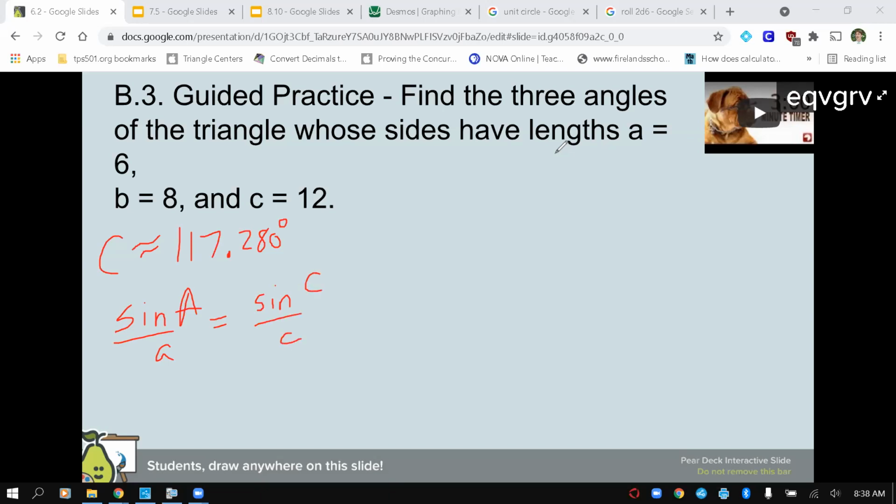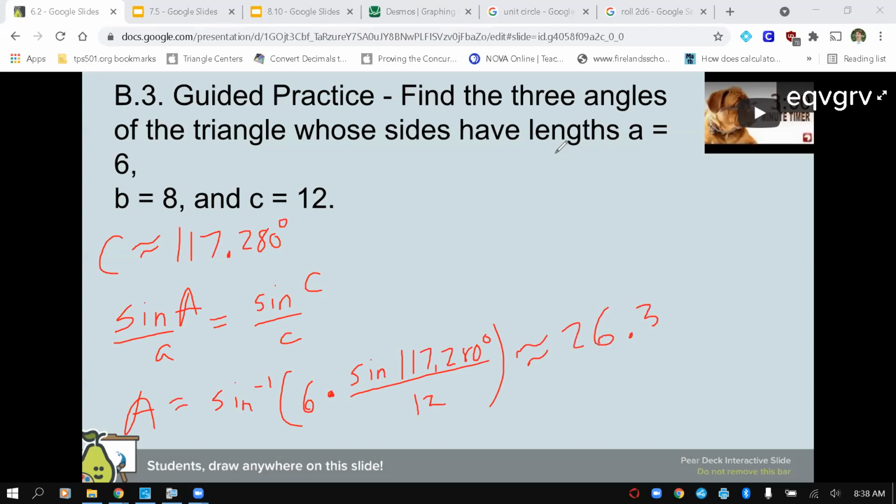And so if we solve this, A is the sine inverse of 6 times the sine of C over C, so times the sine of 117.280 degrees over 12. Calculate. And if you calculate that, you should get about 26.38 degrees.